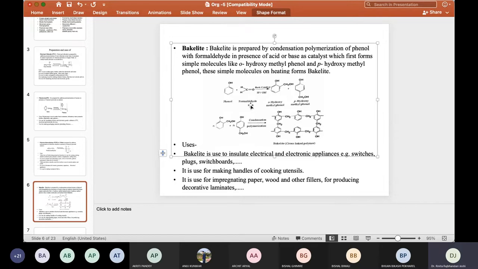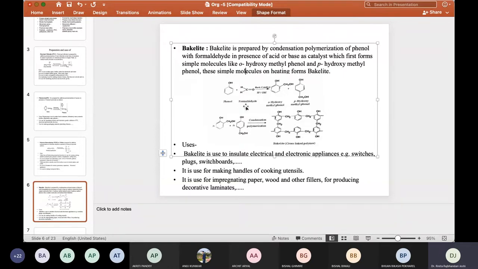It is prepared by condensation polymerization of phenol and formaldehyde. You need to remember the formula of phenol and of formaldehyde, in presence of acid or base as catalyst, which first form simple molecules like orthohydroxymethylphenol and parahydroxymethylphenol, and these simple molecules on heating then form the Bakelite. Bakelite monomers are phenol and formaldehyde, so it is a copolymer, because the polymer is formed from different types of monomer.